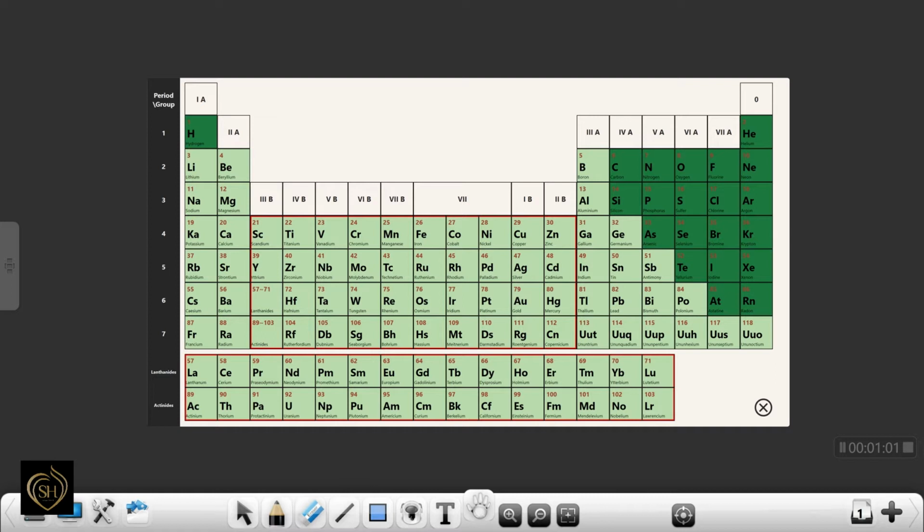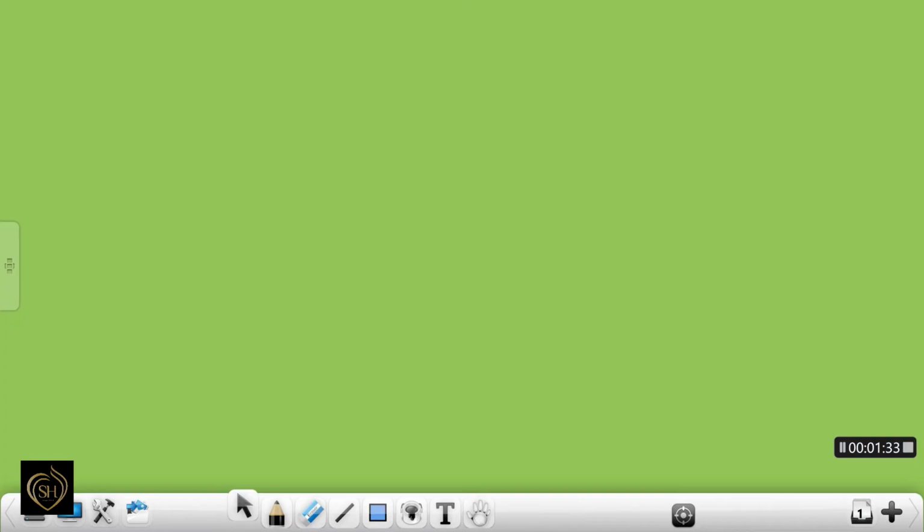So in the case of S block, the elements are first group and second group elements. The first group includes hydrogen, lithium, sodium, etc. The second group includes barium, magnesium, etc. Then P block is 13 to 18, D block is 3 to 12, and F block is lanthanoids and actinoids. Let us discuss how to find the block, period and group. So first let us study S block.